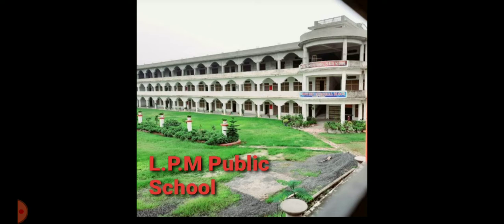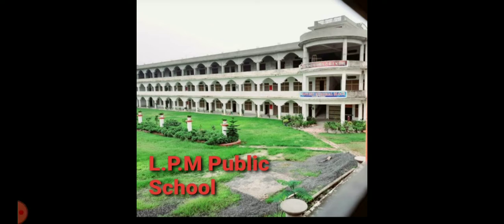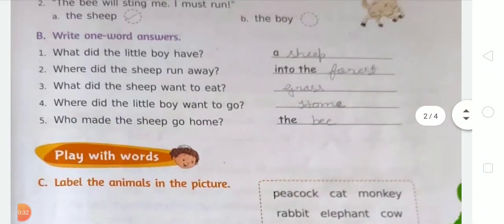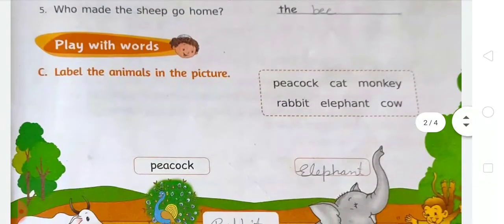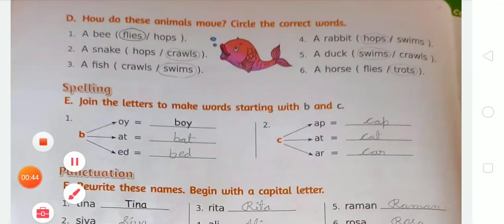My dear students, in my previous video I have already explained some exercises of chapter number 2. So in today's video I am going to explain the next remaining exercises. For that, take out your New Gems English Reader book and open page number 13. We have already completed exercises A, B and C. Now we are moving to page number 14, where we are going to start exercise D.